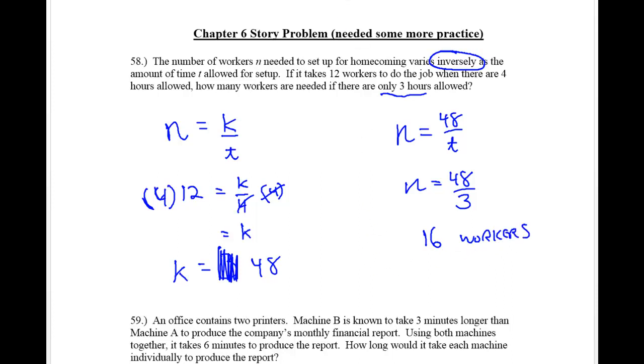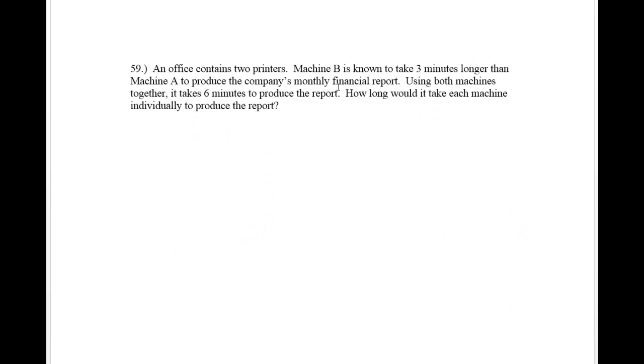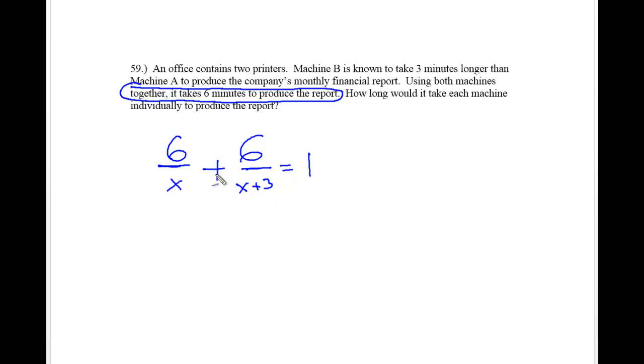Now let's take a look at problem 59. An office contains 2 printers. Machine B is known to take 3 minutes longer than Machine A to produce the company's financial report. Both machines together take some 6 minutes to produce the report. Now that's important because when we have a work equation, we have both equations adding up to one job. As I said in the previous work problem that we did two or three videos back, the numerator is the total time it will need for both items to finish the project. So both numerators are going to be 6, because together it takes 6 minutes to produce the report. So what we need to do now is figure out machine B, which is taking 3 minutes longer than machine A. So this is our setup.